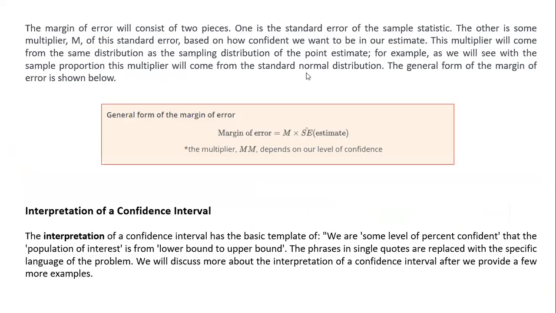Okay. So then what will happen? The margin of error will consist of two pieces. One is the standard error of the sample statistic. The other is some multiplier m of this standard error, based on how confident we want to be in our estimates. This multiplier will come from the same distribution as the sampling distribution of the point estimate. For example, as we will see with the sample proportion, this multiplier will come from the standard normal distribution. Most of the time we talk only about the standard normal distribution. So how do we calculate this margin of error? There is some value m, and we multiply it by the standard error. This m depends on the confidence level we consider.